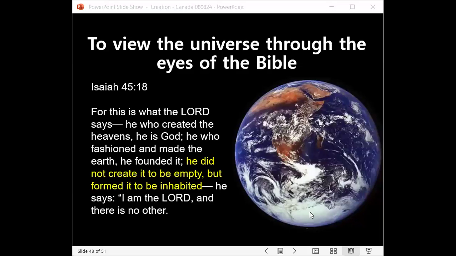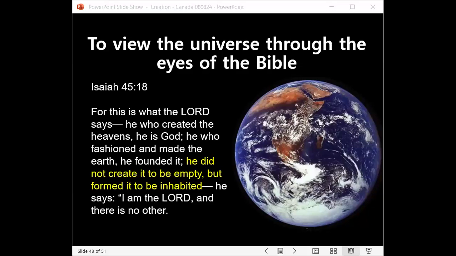Okay, one more. Let's read Isaiah 45:18. For this is what the Lord says, He who created the heavens, He is God. He who fashioned and made the earth, He founded it. He did not create it to be empty, but formed it to be inhabited. He says, I am the Lord, and there is no other. Yes, He did not create it to be empty, but formed it to be inhabited.